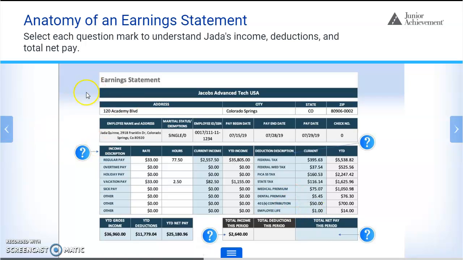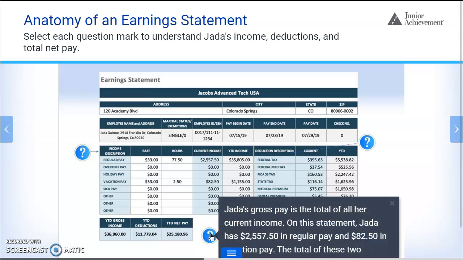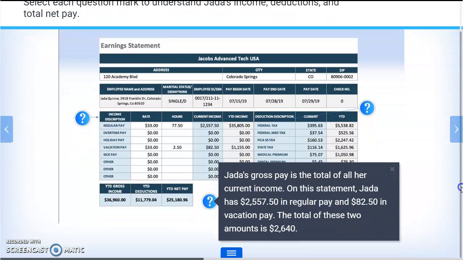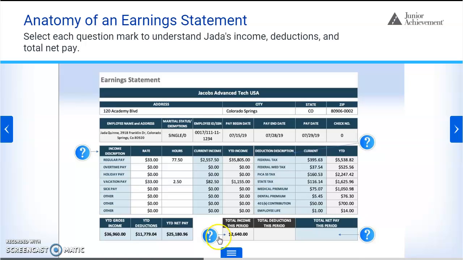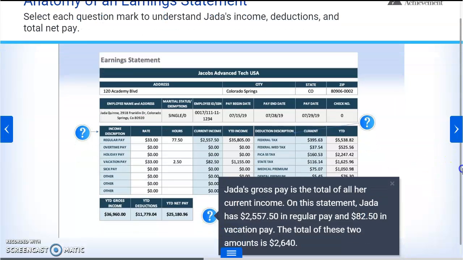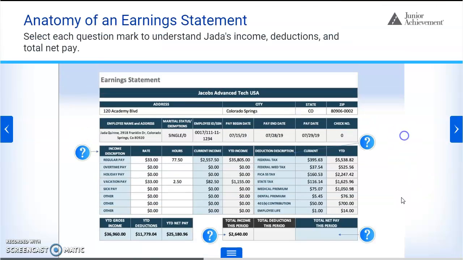Okay, so here is an example. Select each question mark to understand Jada's income, deductions, and total net pay. So again, total income this period is $2,640. Jada's gross pay is the total amount of her current income. On this statement, Jada has $2,257 in her regular pay and $8,250 in vacation pay, I'm sorry. The total of these two amounts is $2,640.